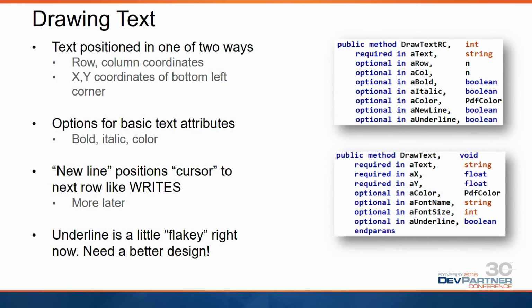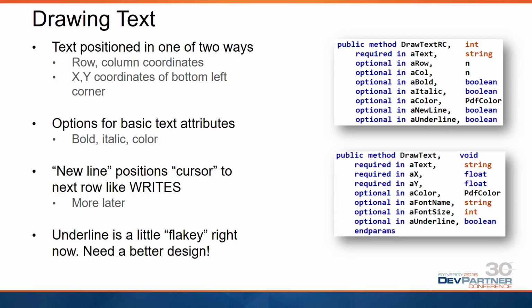Once you've got a document, basically you just start calling methods on that document to do things. So the simplest case is drawing text. There are two primary mechanisms for drawing text. There's draw text RC, which is based on row and column. And there is draw text, which is based on XY coordinates. And what you're specifying is the XY coordinate of the bottom left corner of the text. And as you can see, you can pass the text to draw in both cases.